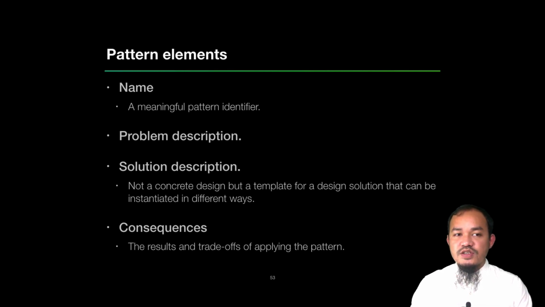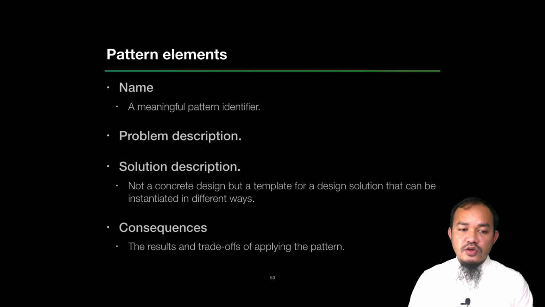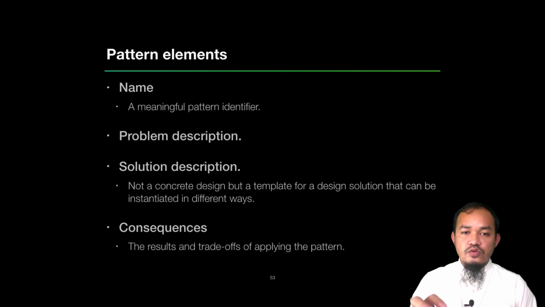The first element is that the pattern should consist of a name. The name should be meaningful. Then the problem description, when you face the problem and you see this kind of problem, like 1, 2, 3, 4, 5, and then you propose the solution for that pattern. And then the consequences, the results, the trade-off, the risk and the thing that you will get from the risk, when you apply this.